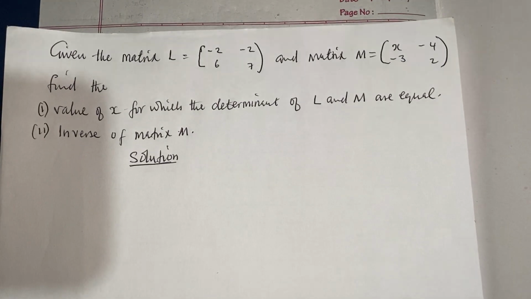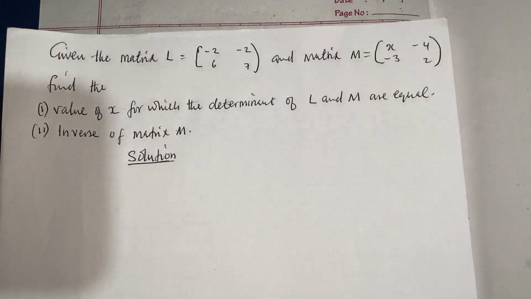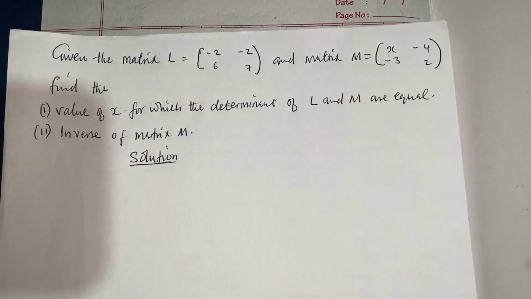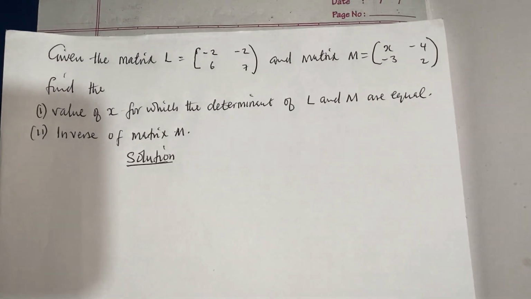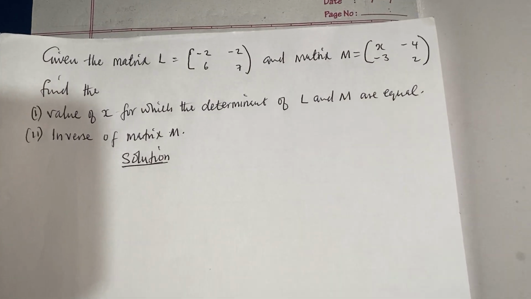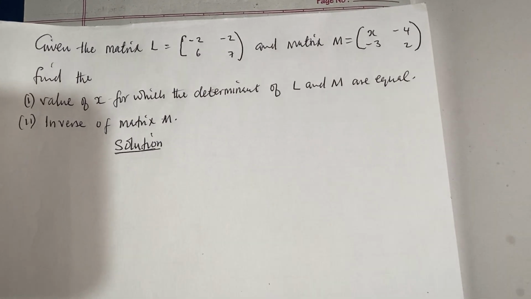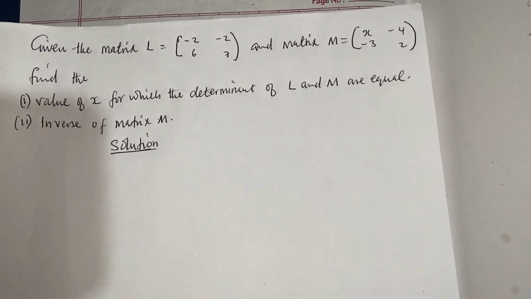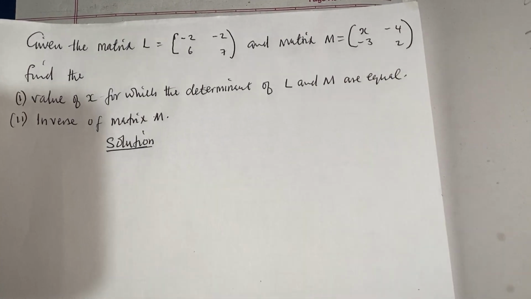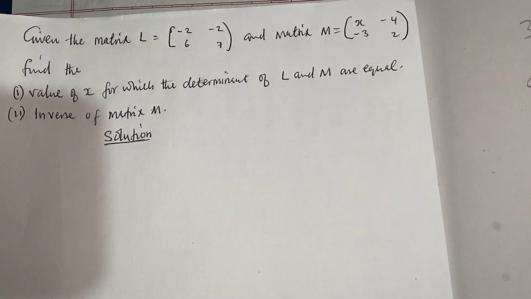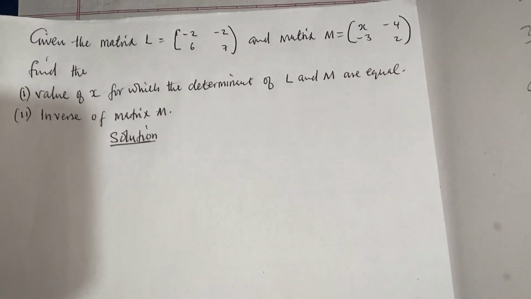Hello, my students. Today I want us to solve this question under matrix. So we've been given two matrices, L and M. Then we are asked to find the value of x for which the determinants of L and M are equal. So now, how do we solve this?